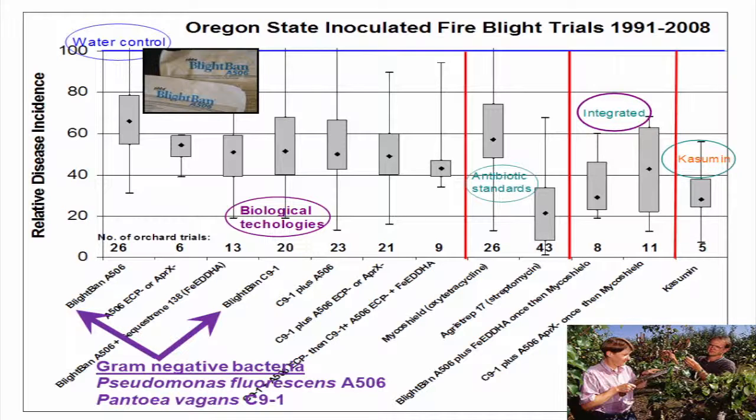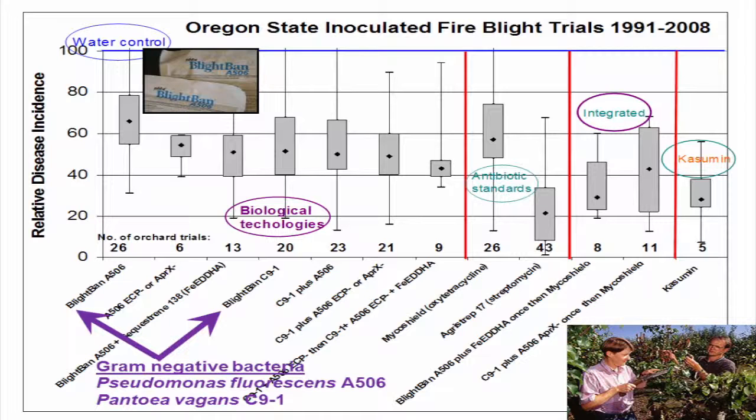And I just wanted to make a few points about this. You see how biocontrol kind of leveled off, and so these numbers on the bottom here, this is a mixture of BlightBan C9-1 and BlightBan A506. That's 23 field trials we did, and saying the water control is 100, we got an average of about 50% control, doing that 23 times, all right? So we did those 23 field trials from 1991 to 2008, and we got an average of about 50% control. And biocontrol is sort of leveling off there.